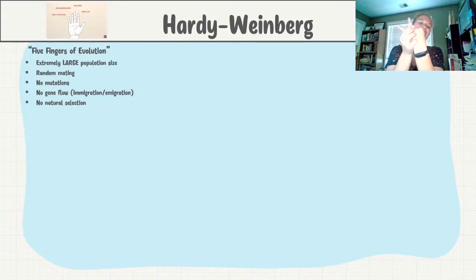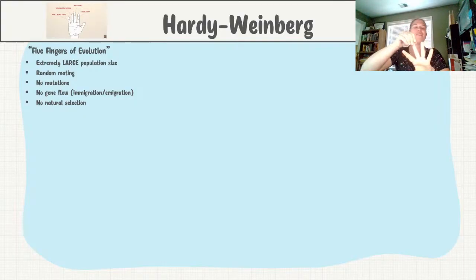The ring finger is our random mating. So there's no trait that's more favorable or less favorable to mate. It's not like the fish are looking for the more spots to mate with, or the blue-footed boobies having big beautiful blue feet, that those are more favorable. There is random mating.